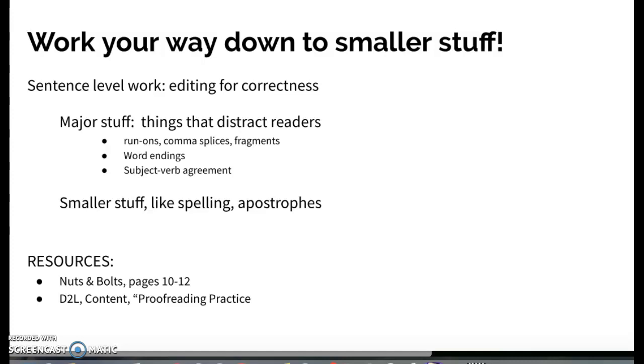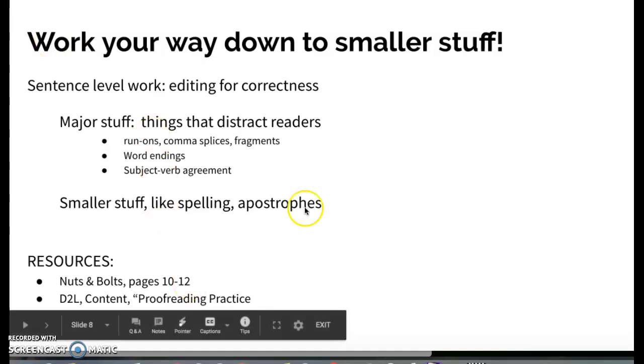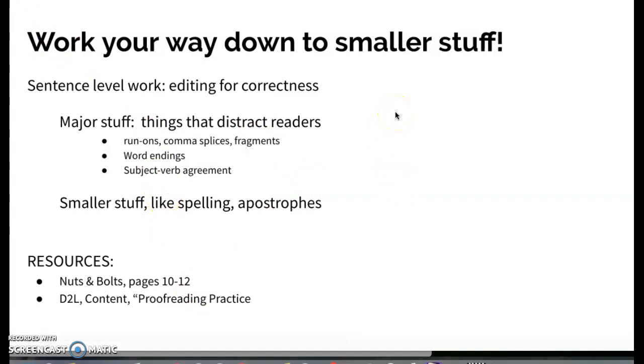You have some resources here. Under nuts and bolts on pages 10 through 12, you have a list of the abbreviations and markings I use when I proofread, or when I grade your paper. So start there, and if you still don't know what my markings mean, then you should definitely ask me. Also, under content, there's some proofreading practice for you, and you'll be able to find even more resources about common errors and those kinds of things.